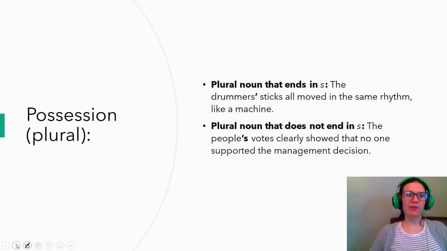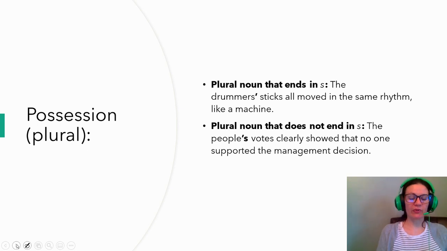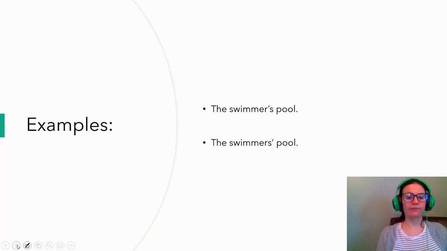I'm trying to think if the way I'm saying this is making sense or not. Let me just try to clarify that again. Drummers, we know that's plural. S apostrophe. But people is plural, but it's not ending in S. So we put the apostrophe S next to it.